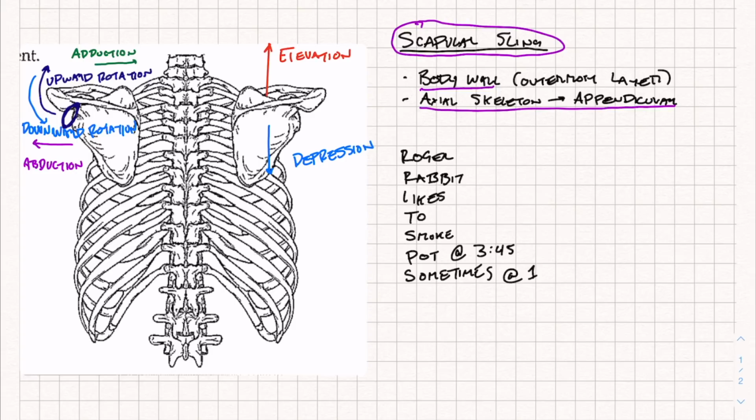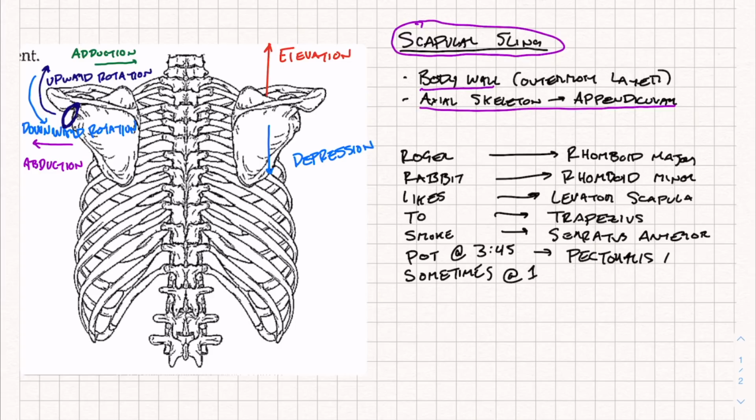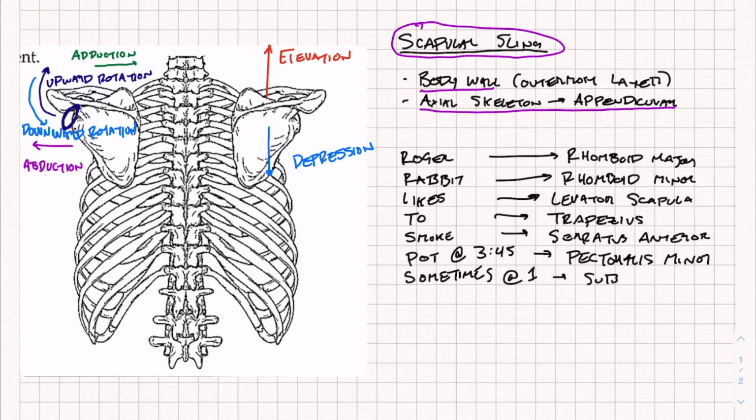So these are the muscles, and each of them is going to be named. You have the rhomboid major, rhomboid minor, levator scapula, trapezius, serratus anterior, pectoralis minor, and then subclavius. So those muscles are all scapular sling.